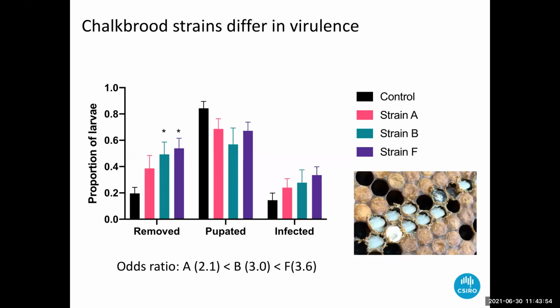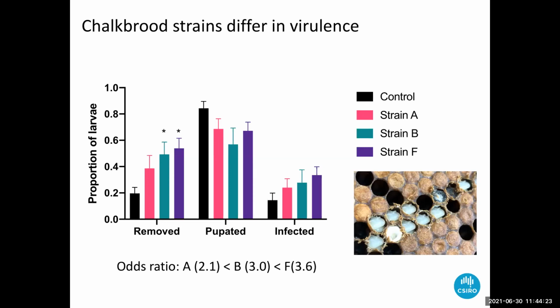Which brings me to the infection experiment, where we used some of our hives to inoculate individual thread-eyed larvae in the hive with different chalkbrood strains, A, B, and F. Then we put those larvae back into the hive to further develop and pulled them out 4 days later to count the number of larvae that had either been hygienically removed, become chalkbrood infected, or had successfully pupated.